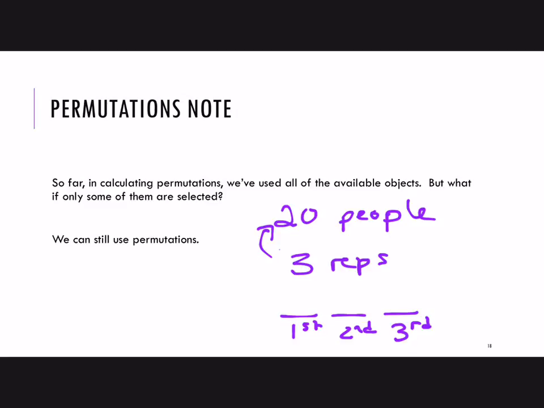So in this video you have learned the factorial notation, and then how to use that to find the permutations or arrangements of different numbers of objects.